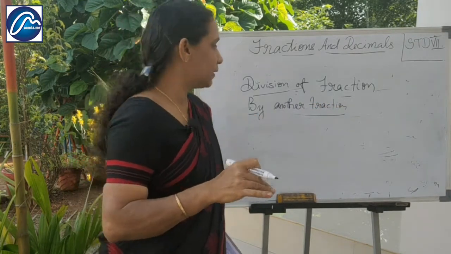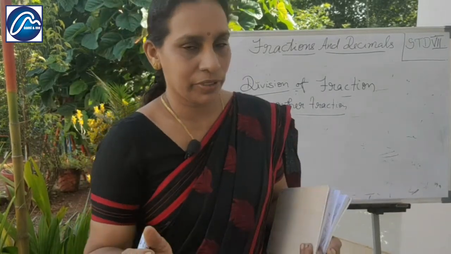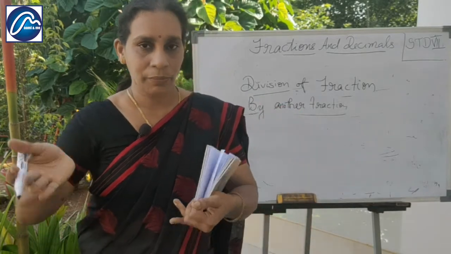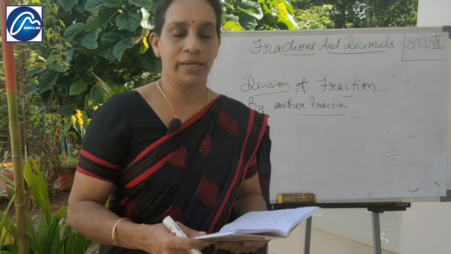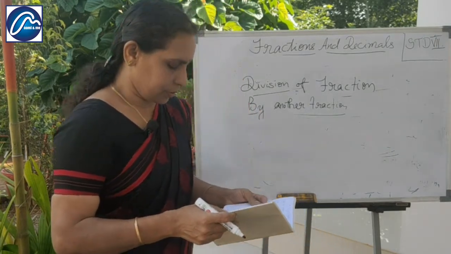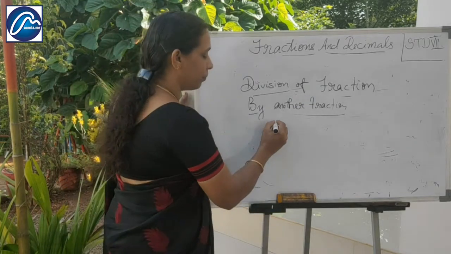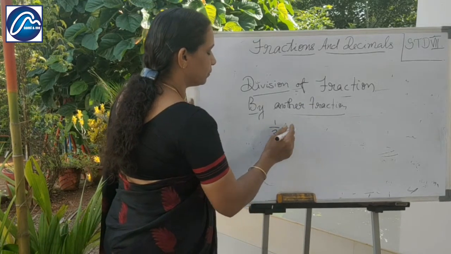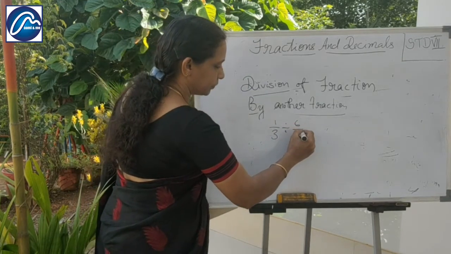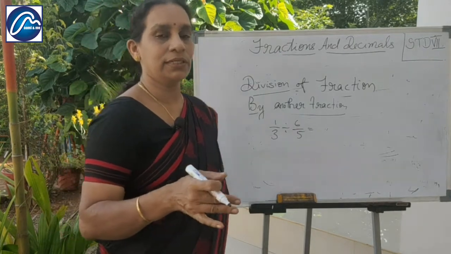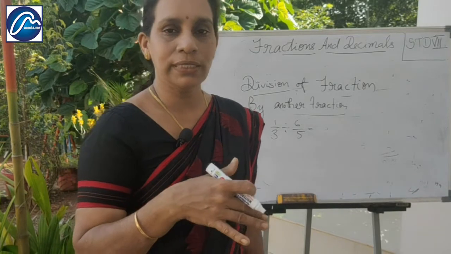Now we have learned division of a fraction, division of a whole number by a fraction, and division of a fraction by a whole number. Now, division of a fraction by another fraction. We can take an example: 1 by 3 divided by 6 by 5. No matter whether it is proper or improper, it makes no difference. Whatever it is, the same rule is going on.